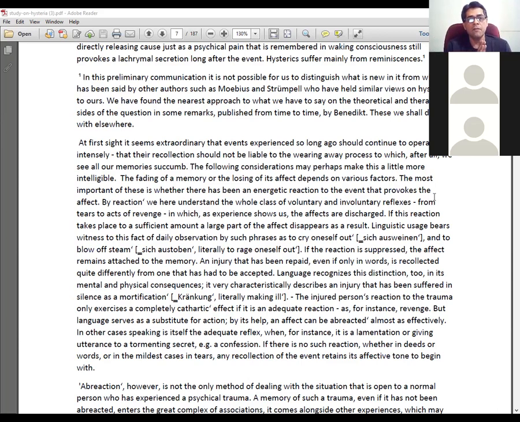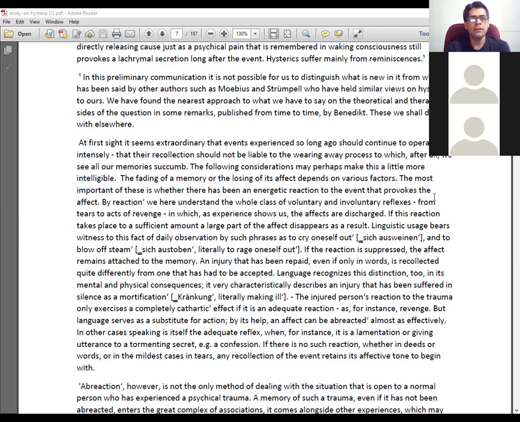Okay? So the affect generation process is something which is not described well in psychoanalysis. I have tried to do it in my model of the mind, but what Freud says here is: the most important of these is whether there has been an energetic reaction to the event that provokes the affect. Meaning, if the affect generation is very little, usually you will not end up creating a hysterical symptom.